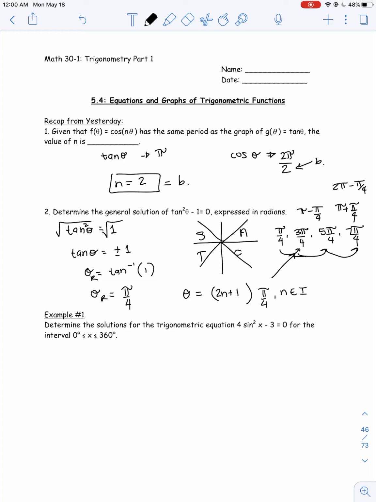If I put a 2 now for n, that'll be 2 times 2 plus 1, which is 5 pi over 4. So that represents this one right there. If I put a 3 there, that'll be 6 plus 1, which is 7 pi over 4. And then if I put a 0 for n, that gives me 1 pi over 4. So that could represent all the solutions that are possible if I go around this circle. This is the general solution that works for every single answer here.